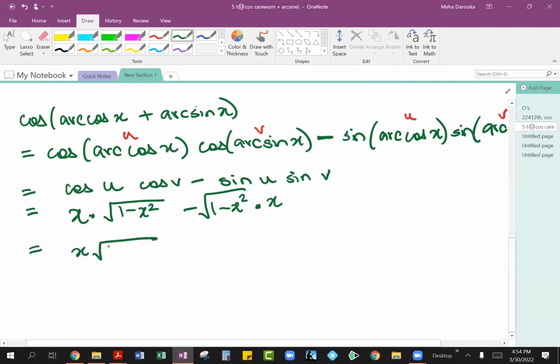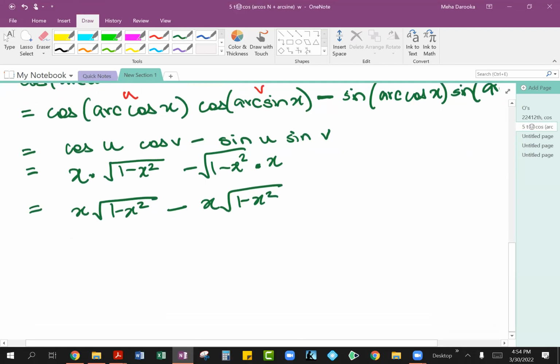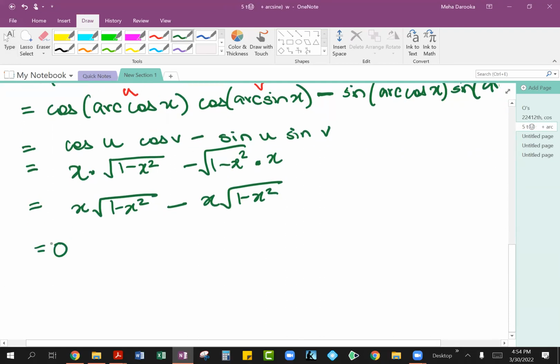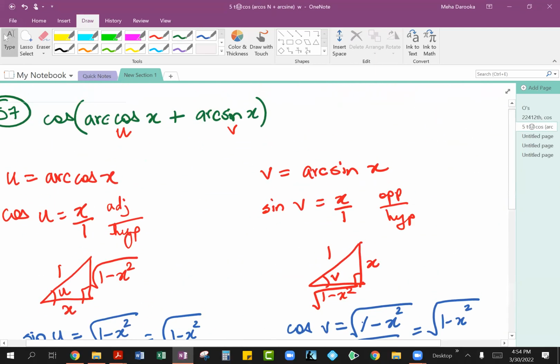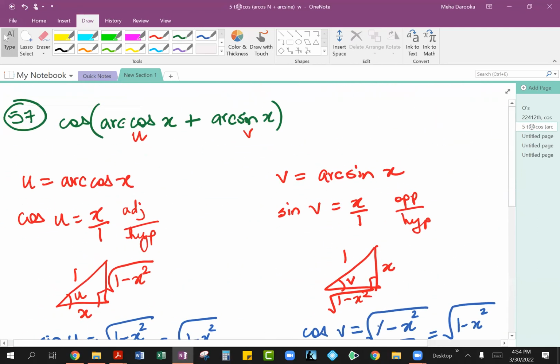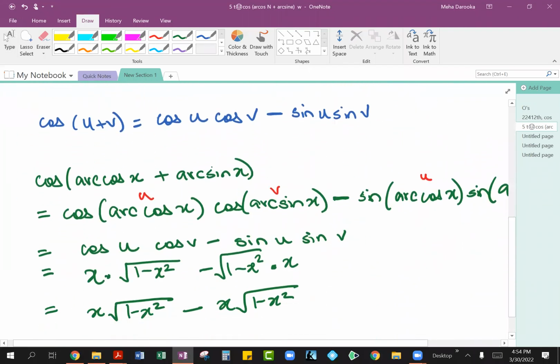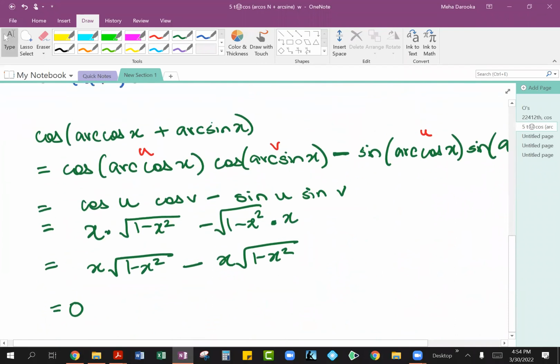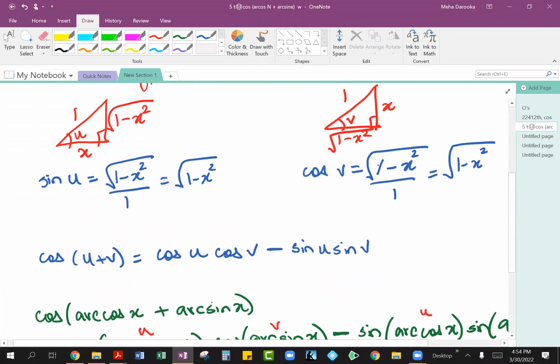Zero? Yeah, very nice. Because you have x times the square root of 1 minus x squared, and same thing on the right-hand side, x times square root of 1 minus x squared. So you're literally subtracting the same value, and it comes out to be 0 in this case. So very interesting example, but at least it still shows you the steps that are involved in solving an example like this. So questions with this one, guys?